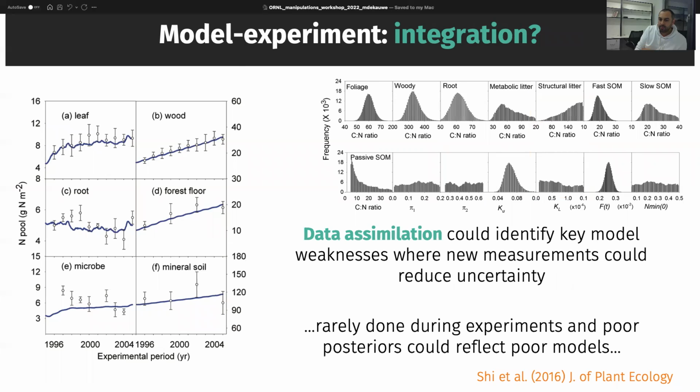One problem with this kind of approach is that data assimilation is actually rarely applied to experimental data. The second thing is that while it can tell us about these posteriors, it may also just reflect weaknesses in the models, or the fact the model's too simplistic. And so it can reflect model structure that's got nothing to do with the experiment itself.